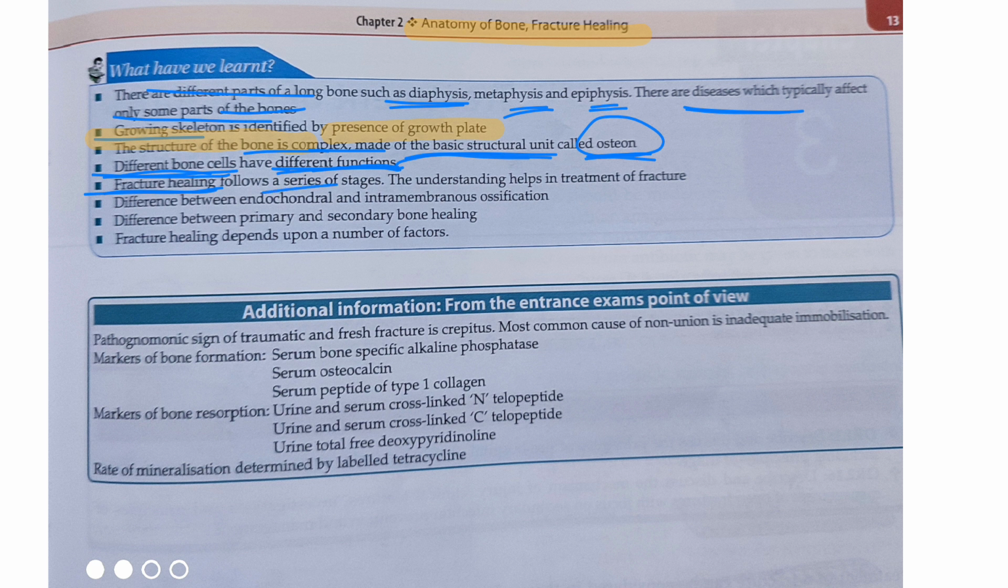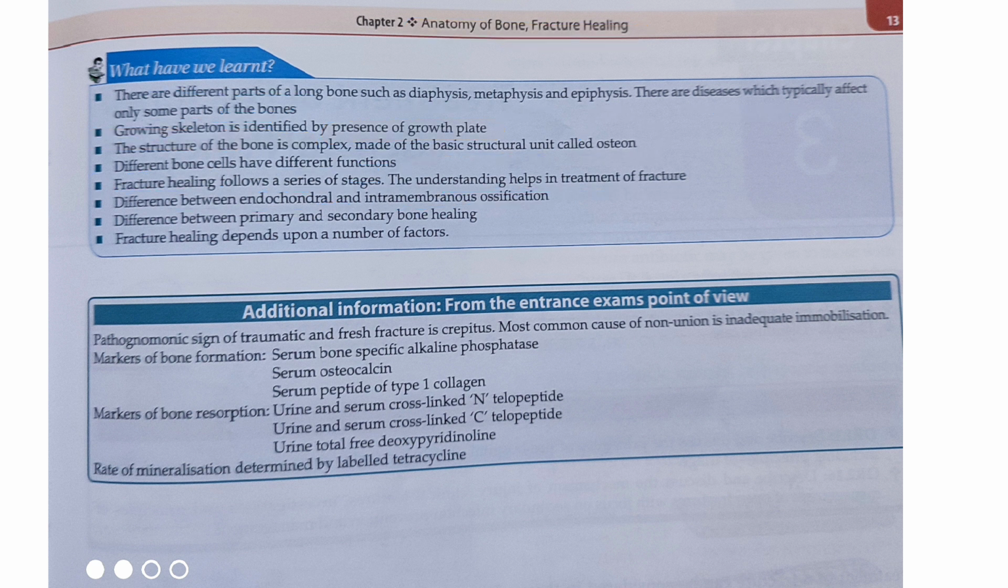Fracture healing follows a series of stages. The understanding helps in treatment of fracture. Difference between endochondral and intramembranous ossification. Difference between primary and secondary bone healing. Fracture healing depends upon a number of factors.